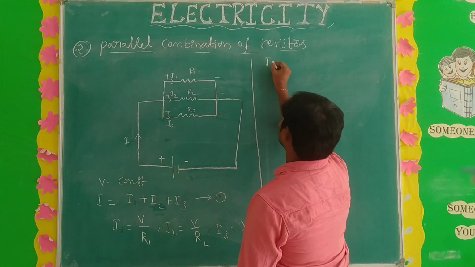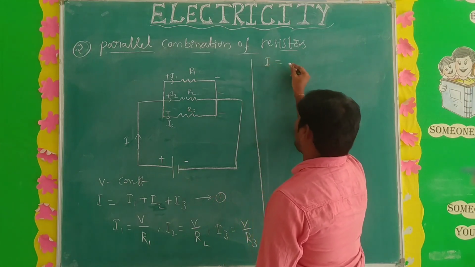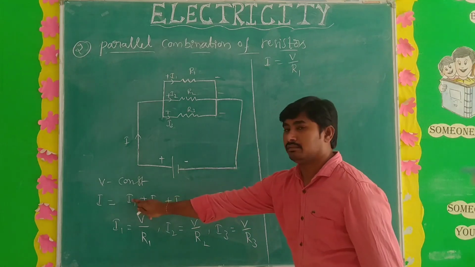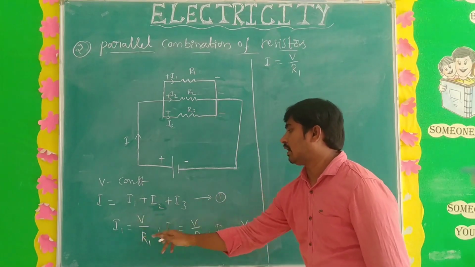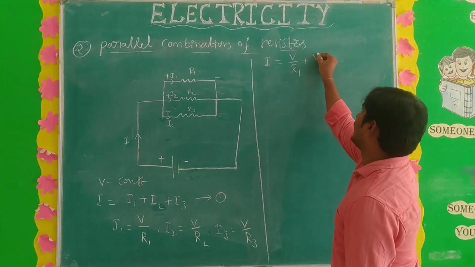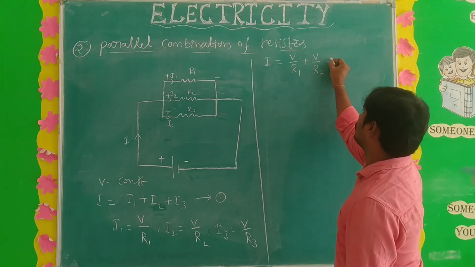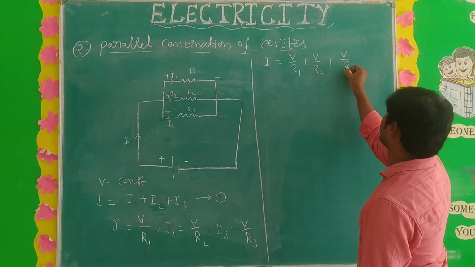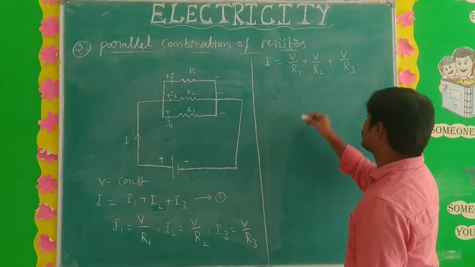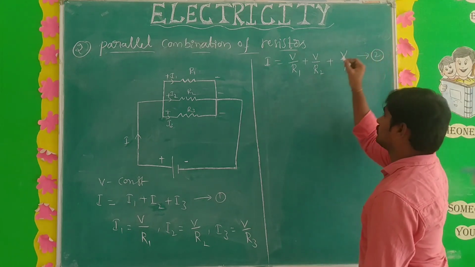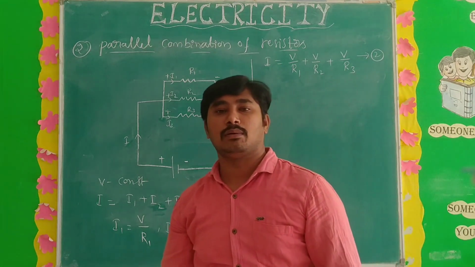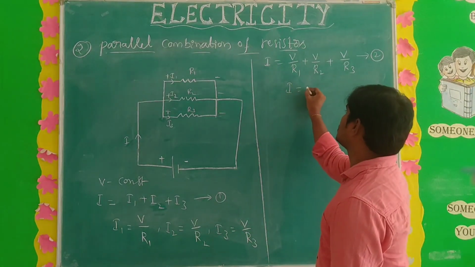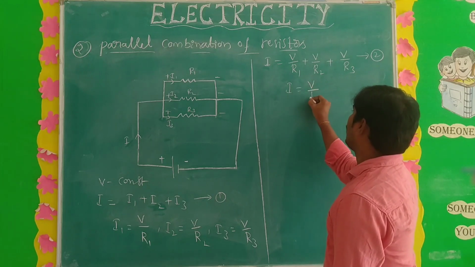So I is equal to I1 plus I2 plus I3, which is V by R1 plus V by R2 plus V by R3. Okay, this is equation 2. You know very well the formula from Ohm's law. By using Ohm's law, the formula is I is equal to V by RP.